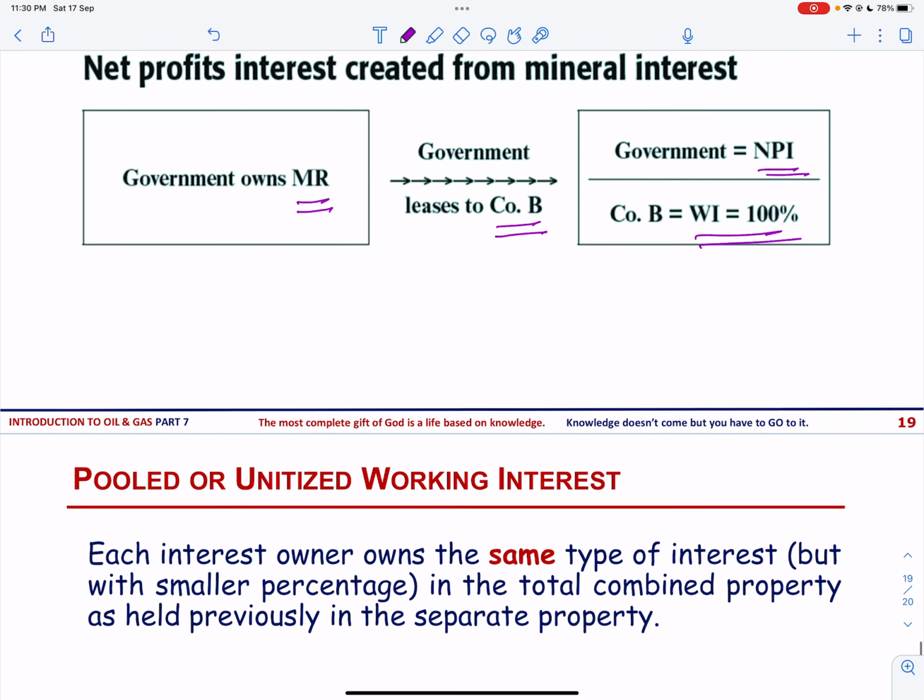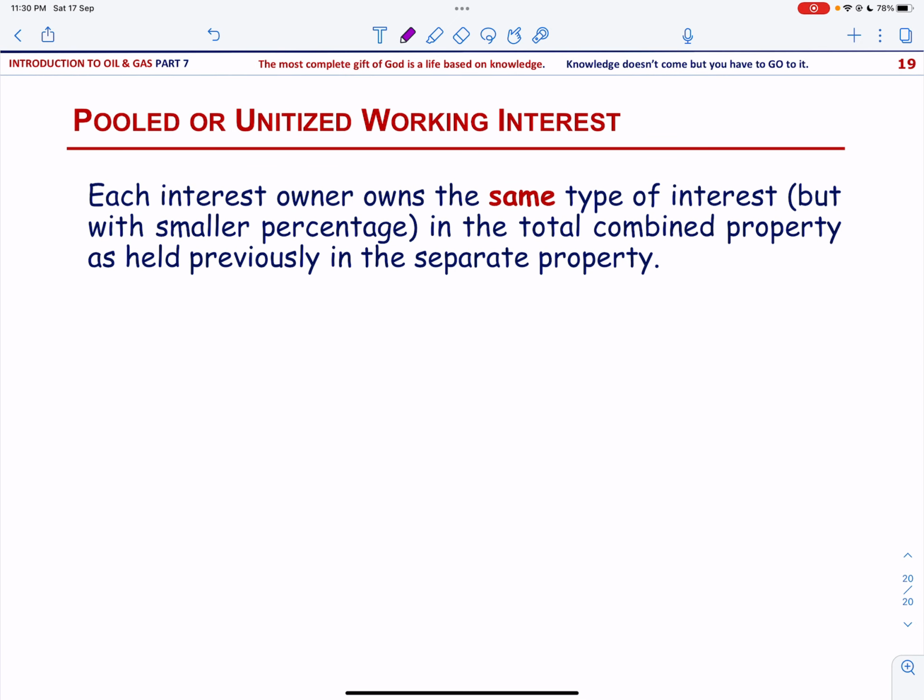Next, let us talk about the pooled or unitized working interest. So, pooled or unitized working interest is created when the working interest as well as the non working interest in two or more properties are combined. Each interest owner owns the same type of interest but with a smaller percentage in the total combined property as held previously in the separate property. The properties are operated as one unit, resulting in a more efficient economic operation.